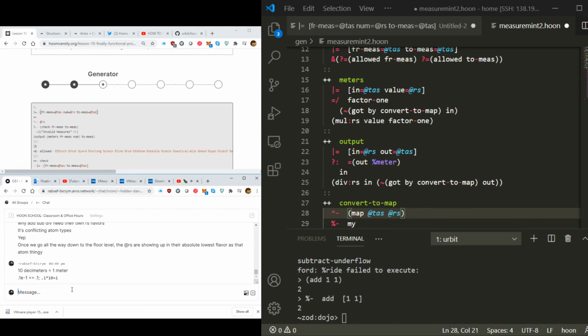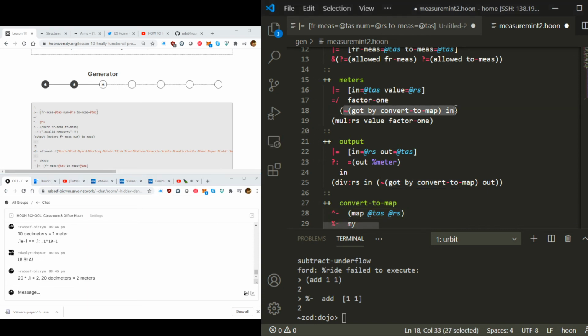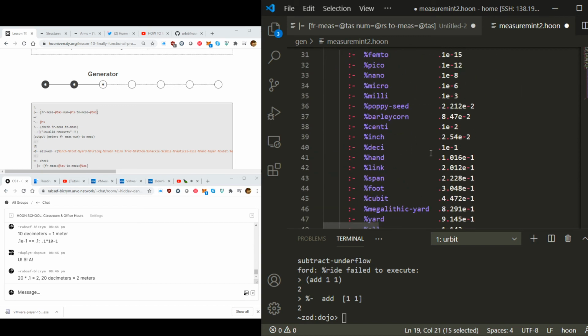Alright, 20 times 0.1, which we know to be the conversion factor of decimeters to meters, would mean that we have 2. Right? And 20 decimeters is 2 meters. So, in the meters arm, we are simply getting our conversion factor and multiplying our value by it to convert whatever measurement we got in and its length into meters so that we can better use our table to convert into some outgoing measurement thereafter.